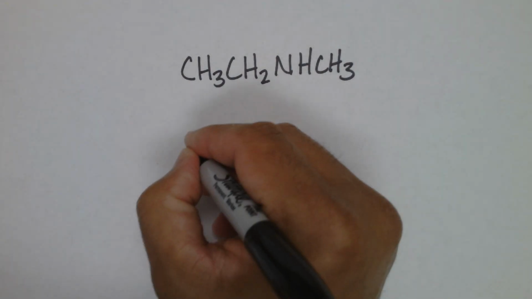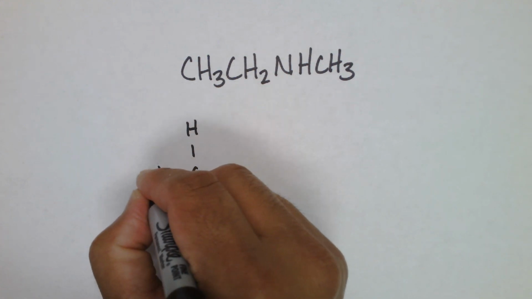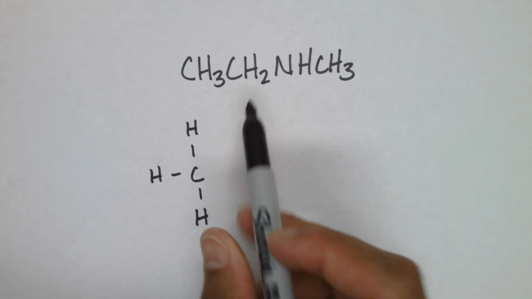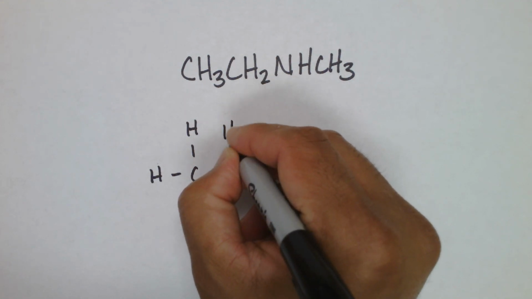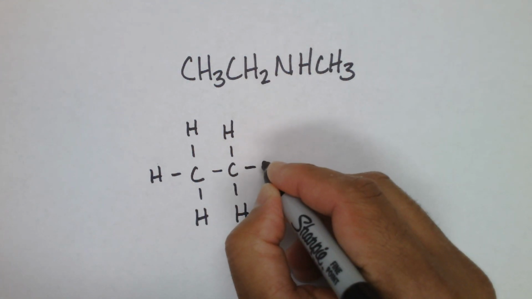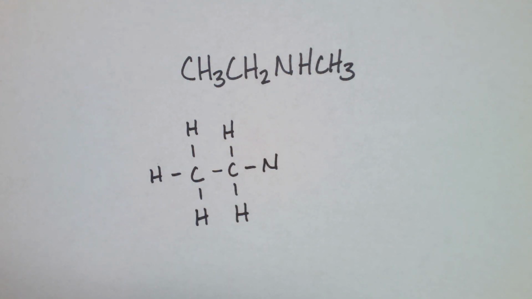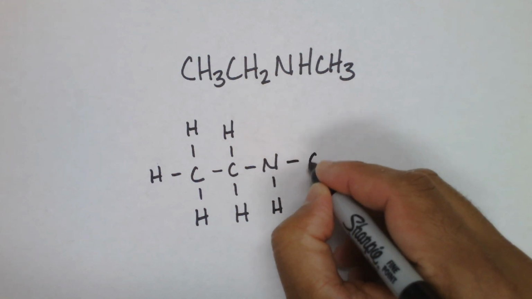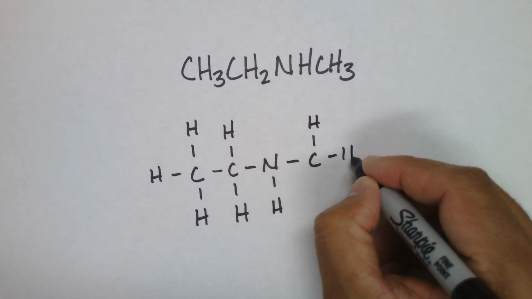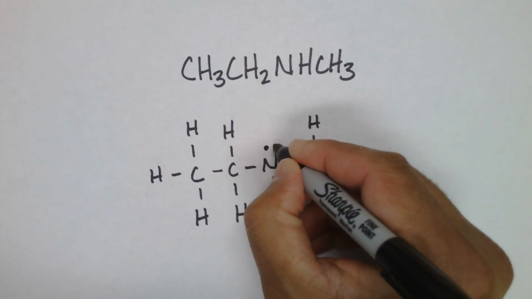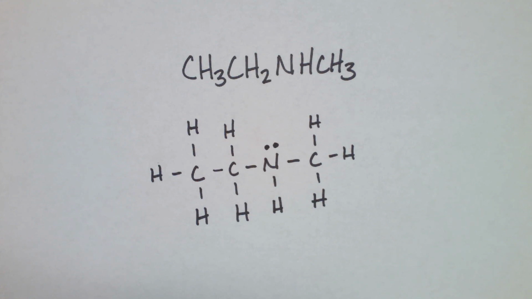Let's convert this to a Lewis structure. There's the CH3 group at the end, and this is bonded to a methylene group. This carbon is then bonded to the next atom in the chain, so here's a nitrogen. In this example, the nitrogen is bonded to a hydrogen, and then bonded to the CH3 group at the end. We'll complete the octet by adding that lone pair on the nitrogen.